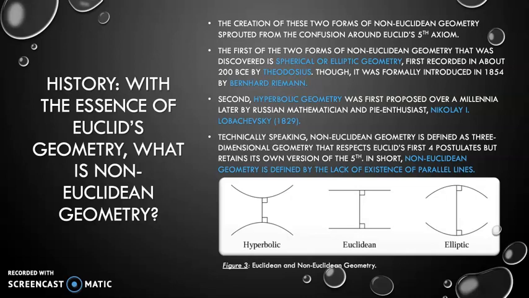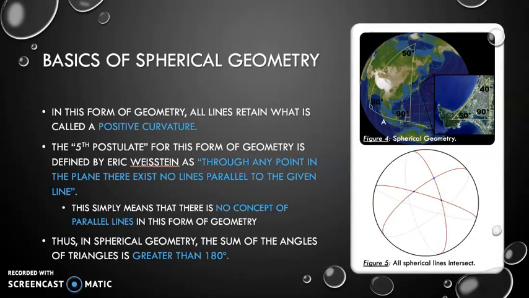Slightly before Riemann's time, hyperbolic geometry was first proposed by Nikolai I. Lobachevsky in 1829. Technically speaking, non-Euclidean geometry is defined by the lack of existence of parallel lines as shown in figure 3. This means that non-Euclidean geometry respects Euclid's first four postulates, but retains their own version of the fifth. If we look at spherical geometry and its version of the fifth postulate, as Eric Weisstein states, through any point in the plane, there exist no lines parallel to the given line, which is just saying that there is no concept of parallel lines in any form of non-Euclidean geometry, which includes spherical and hyperbolic.